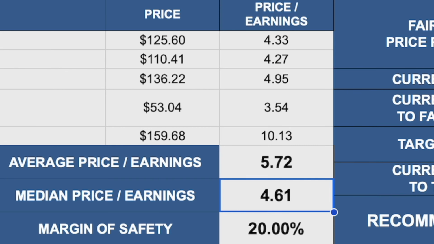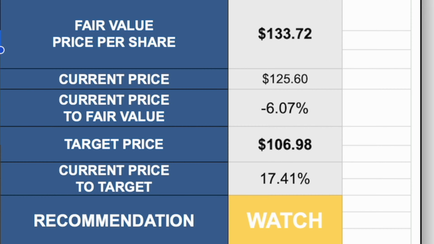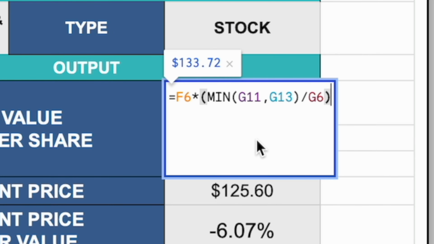In my particular spreadsheet, I have it to always choose the lowest of these two numbers, just to be conservative. And then lastly, you can see here I have a margin of safety, and I'll show you how that gets used at the end. Once you have an average price to earnings or a median price to earnings, then a fair value per share can be calculated, and that's calculated right here. All this calculation is doing is choosing between the average or the median and taking the lowest one. That's what this min function is.